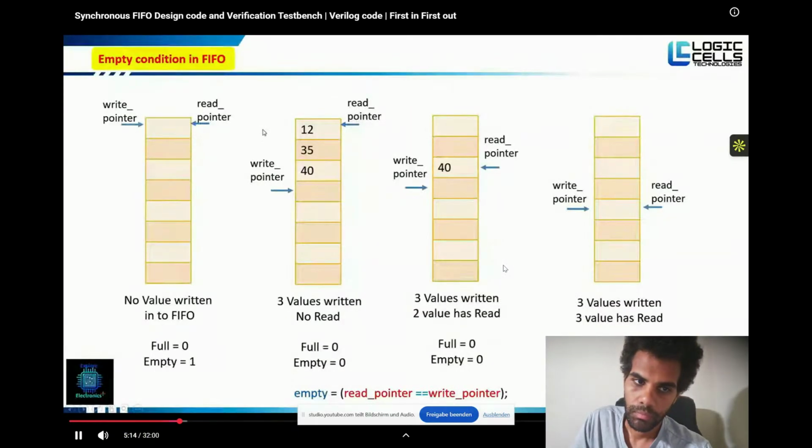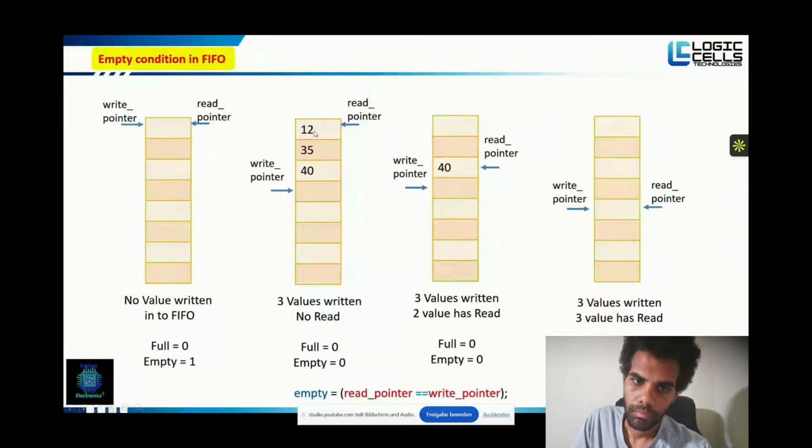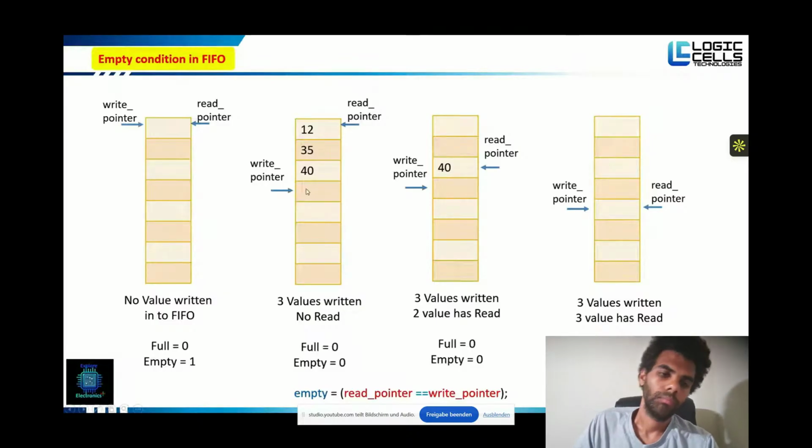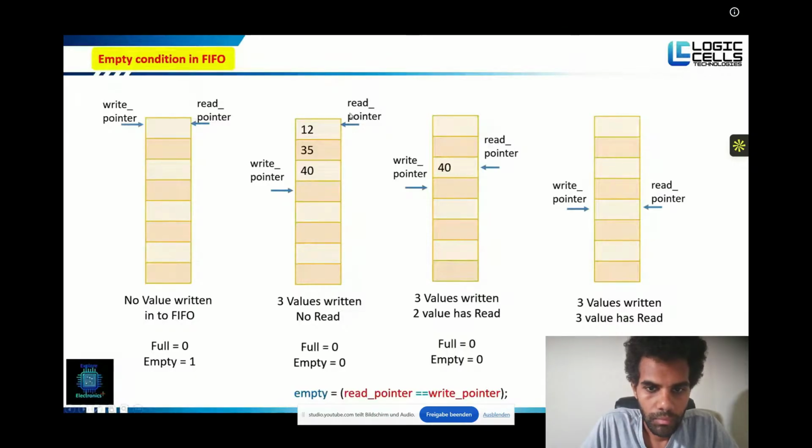And we start writing data into the FIFO. The first data is 12, the next data is 35, the next data is 40, and with every write, the write pointer is incremented to the next location. After 3 writes, the write pointer will be at this location, but we are not doing the read operation. That's why the read pointer is at the 0th location itself. In this case, there are 3 data in the FIFO. That's why full is 0 and empty is also 0.